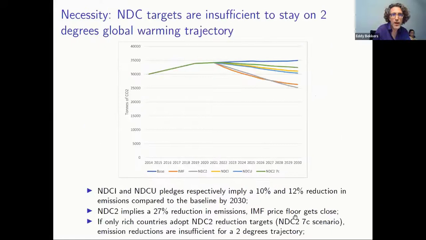Okay, so let me then get to the results. Let's first set the scene. So we have this necessity, efficiency, and urgency of global carbon pricing here.